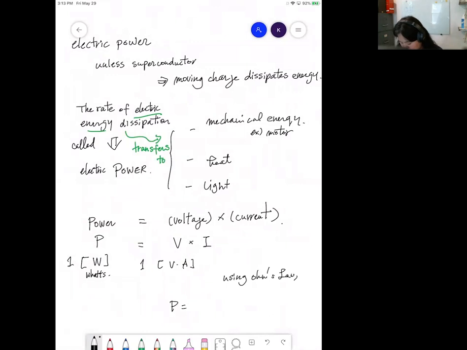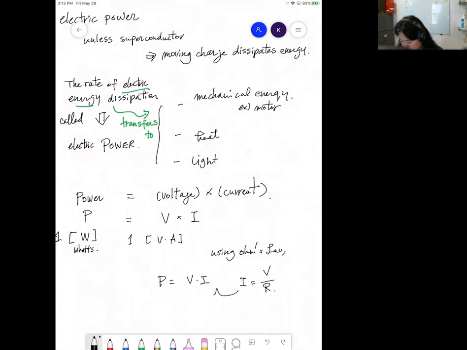So P equals VI, but I equals V over R. So you can say power equals V squared over R. It could also be, since V equals IR, I squared R. All these forms are valid.